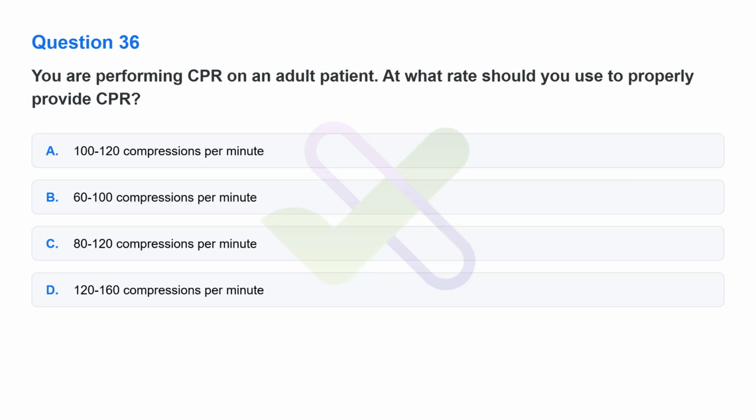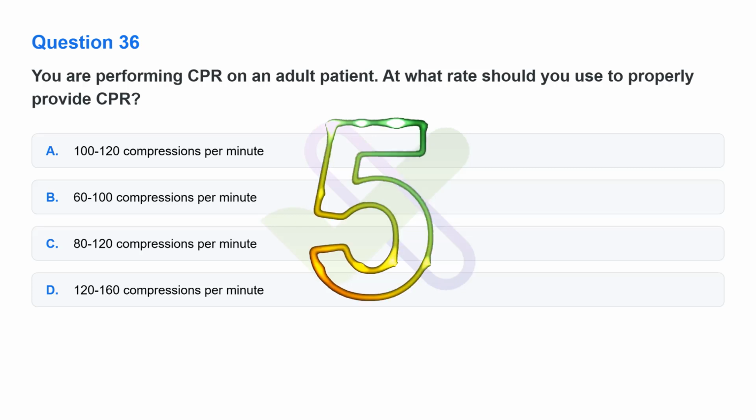You are performing CPR on an adult patient. At what rate should you use to properly provide CPR? A. 100 to 120 compressions per minute. B. 60 to 100 compressions per minute. C. 80 to 120 compressions per minute. D. 120 to 160 compressions per minute.